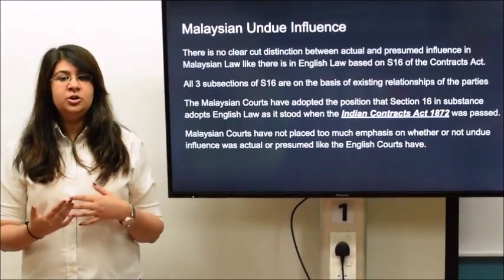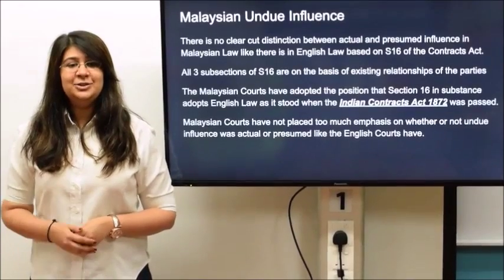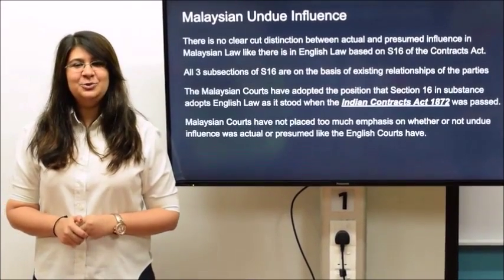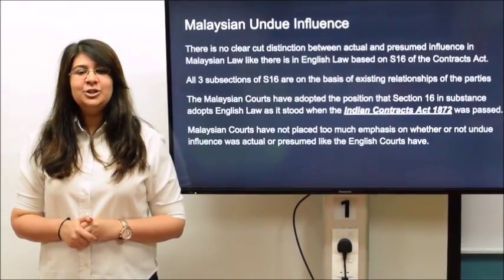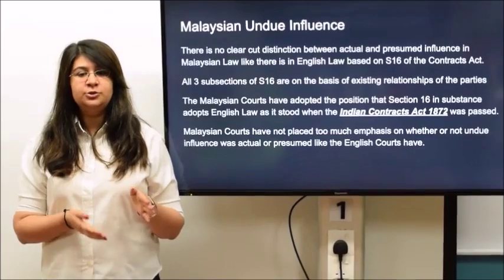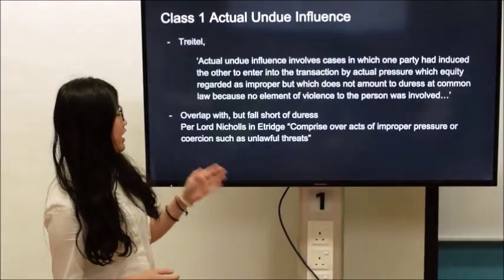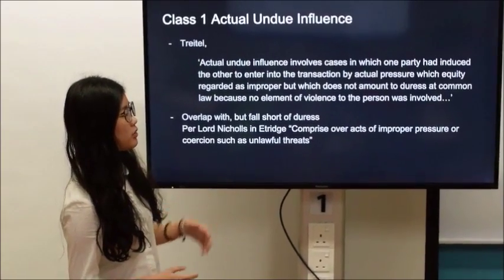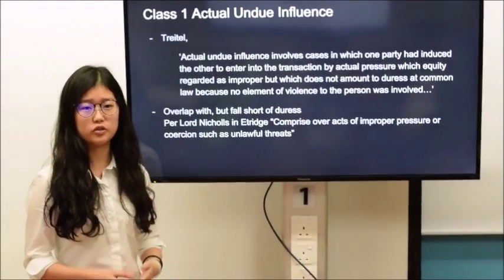However, the Malaysian courts have adopted the position that section 16 in substance adopts English law as it stood when the Indian Contracts Act of 1872 was passed. The Malaysian courts have not placed too much emphasis on whether or not undue influence was actual or presumed like the English courts. Lord Nicholls in Etridge stated that actual undue influence comprises overt acts of improper pressure or coercion such as unlawful threats.